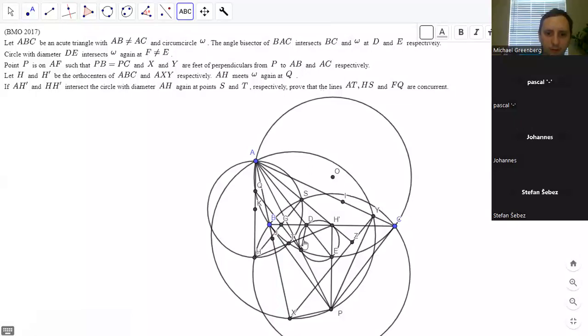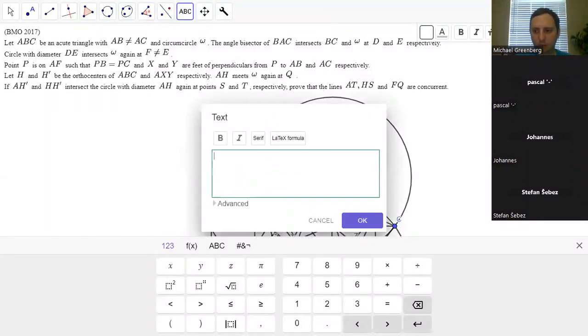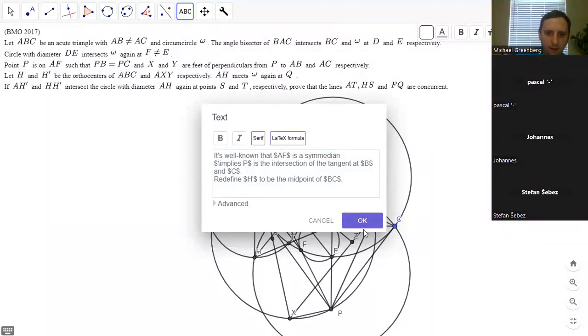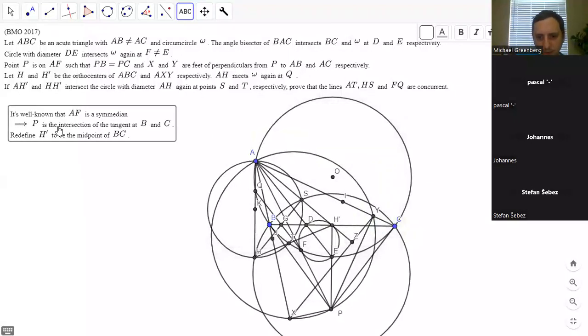Yeah, I thought it would be useful, but not if that's a well-known fact. So it's well known that AF is a symmedian, and that means that P is the intersection of the tangents at B and C. I'll redefine H prime to be the midpoint of BC. And then we want to show H prime is the orthocenter of AXY, right?